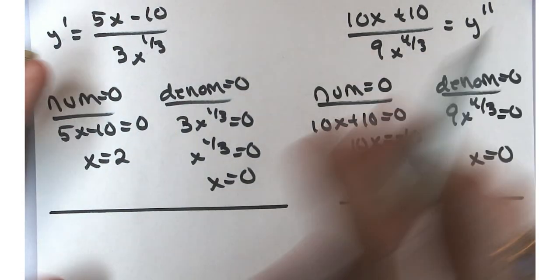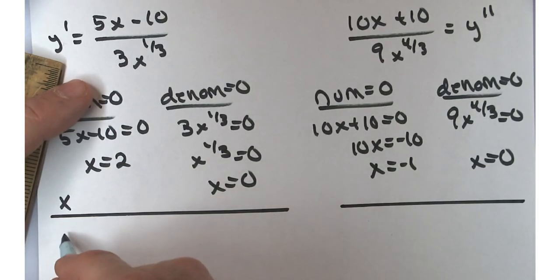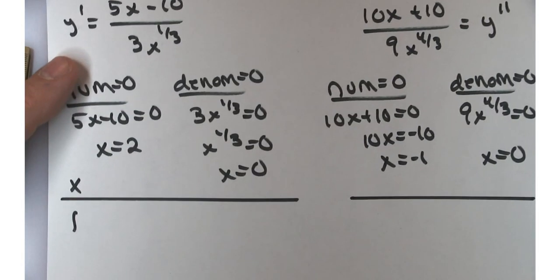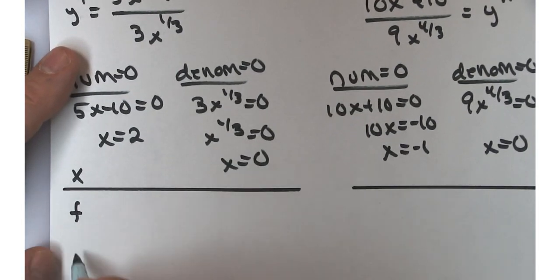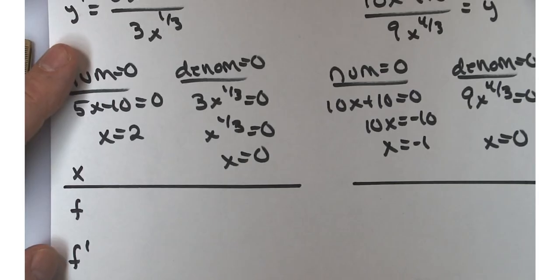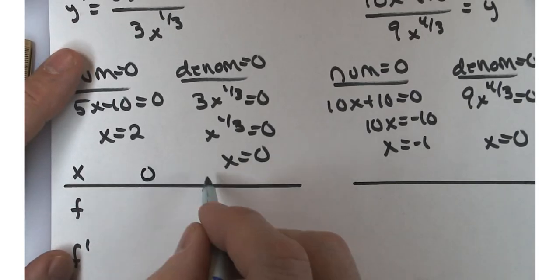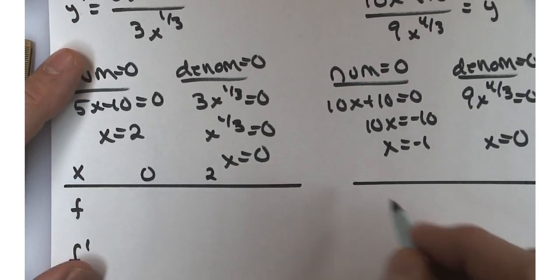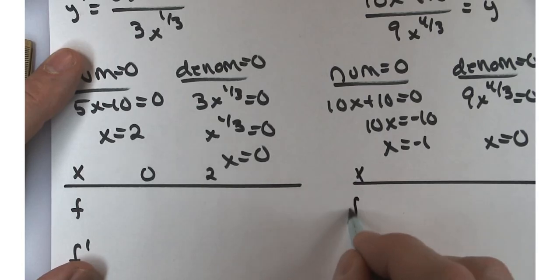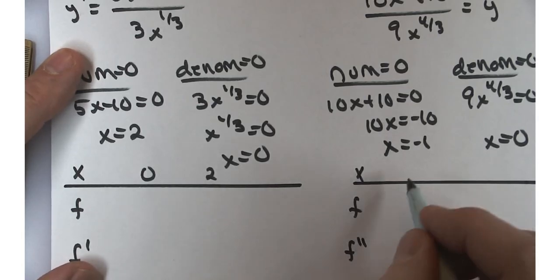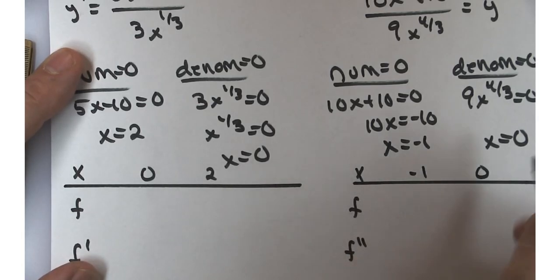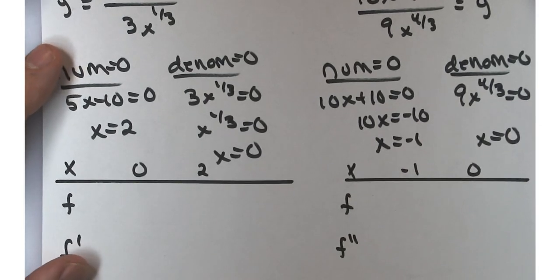So I've got x, f, and f prime. I'm in the habit of calling it f and f prime, so I'm going to stick with that. I've got points at 0 and 2. And x, f, and f double prime: negative 1 and 0. I'm going to need to be testing points on either side of those.